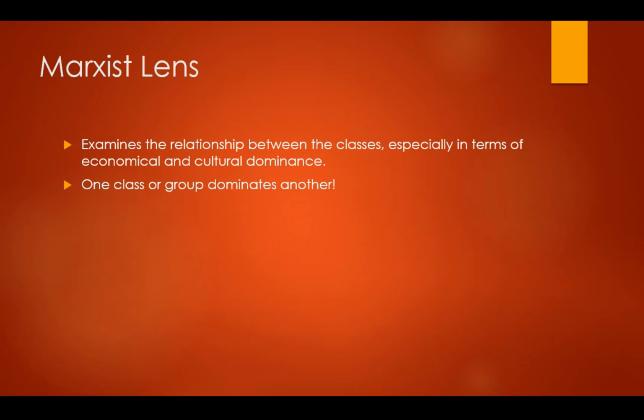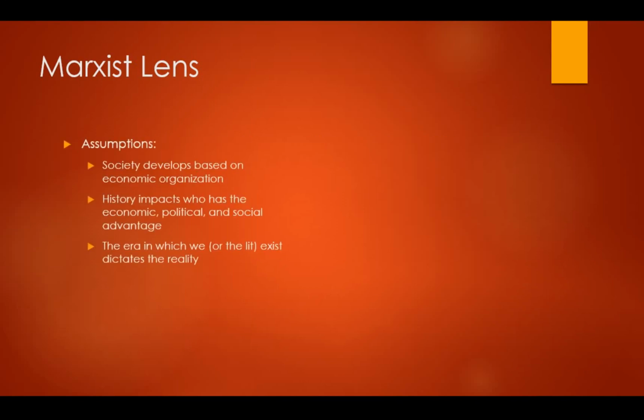But this can also be referred to in terms of ethnicity and racial background. We have a huge problem still in this country where the dominant ethnic group will assert that dominance over another ethnic group. So we need to look at some assumptions. Once again, in order for the Marxist lens to be effectively analyzed, we have to automatically accept these ideas about society. The first is that society develops based on economic organization.